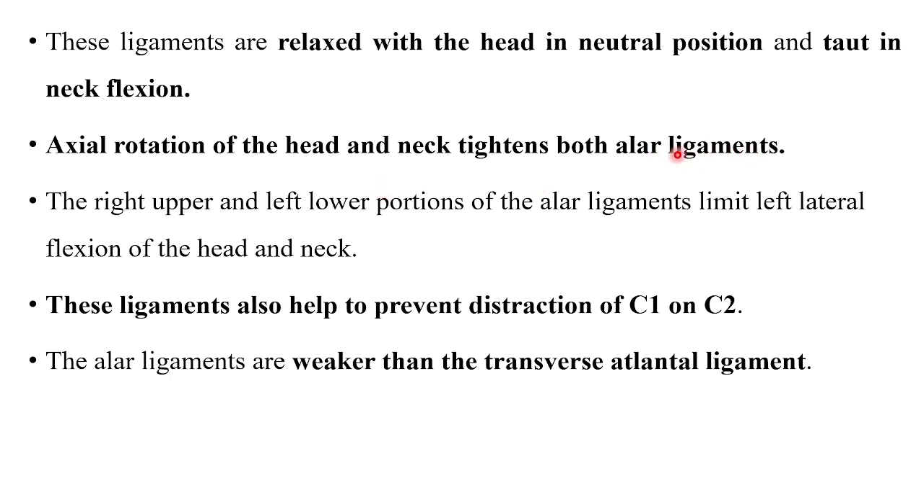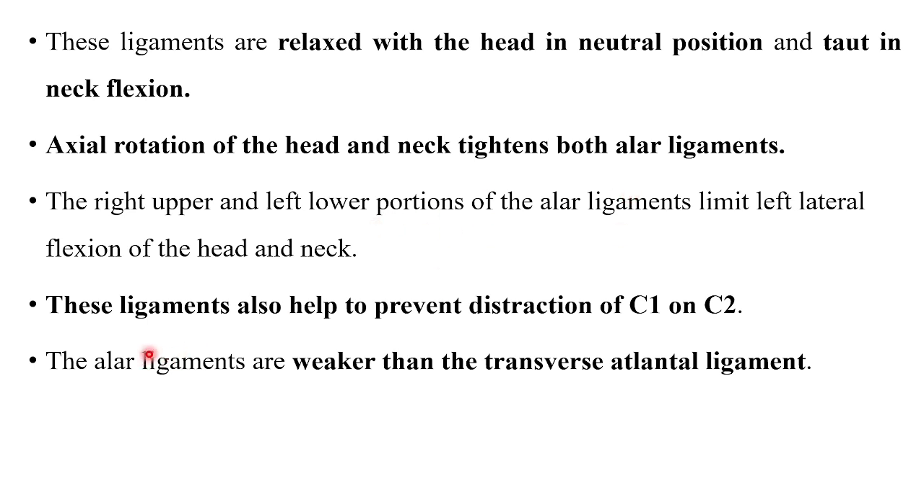The main function of this alar ligament is to prevent the excessive rotation of the cervical spine. The right upper and left lower portions of the alar ligaments limit the left lateral flexion of the head and neck. The left lateral flexion of the cervical region will be prevented by the right upper portion of your alar ligament and the left lower portion of your alar ligaments.